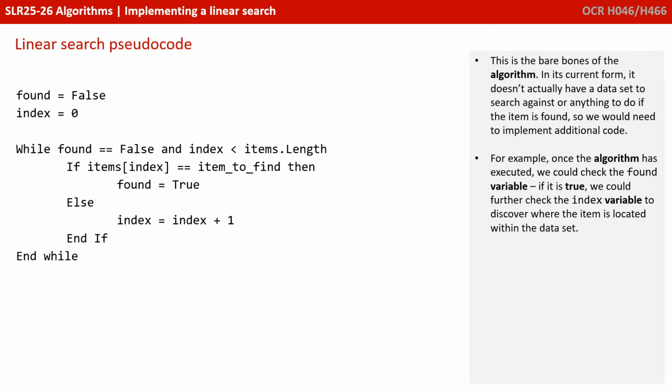So that's the bare bones of the algorithm. Now, in its current form, it doesn't actually have a dataset to search against, or anything to do if the item's actually found. So we'd need to implement additional code. For example, once the algorithm has executed, we could check the found variable, and if it was true, we could further check the index variable to discover where the item is located within the dataset.